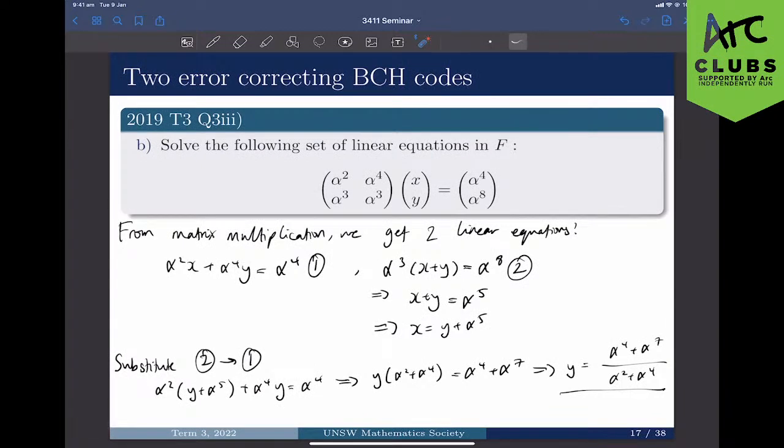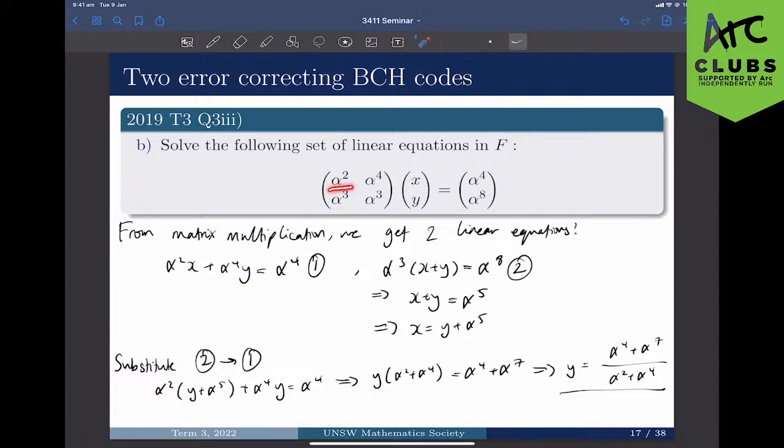So part B is to solve the following set of linear equations in F. I was having a look at how Jay did it, and that seemed like a good approach, but I just did it more manually, expanding the equations out into separate equations, and then applying simultaneous equations, just a more old school way. So we have a product of these two matrices. So if we just multiply the entries out, we get two equations.